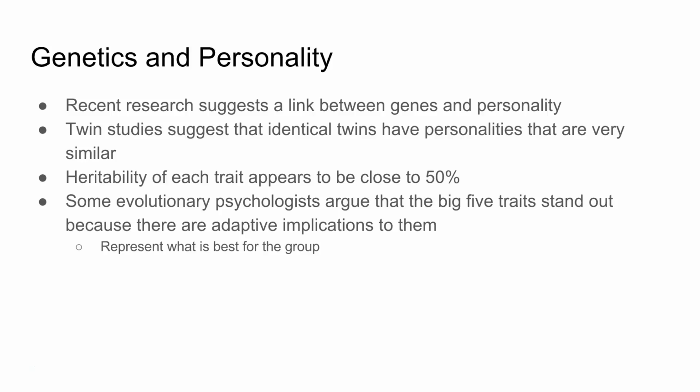And then in terms of looking at the Big Five traits, there are some evolutionary psychologists who argue that those stand out to us and are easy for us to see because there are adaptive implications to them. And then they start to look at the way human society has developed and expanded over the millennia. And what they've recognized is that we are social animals and we live in groups. And so these traits tend to help us understand how grouping will work and which individuals will thrive in a group setting. And so they represent what is best for the group.